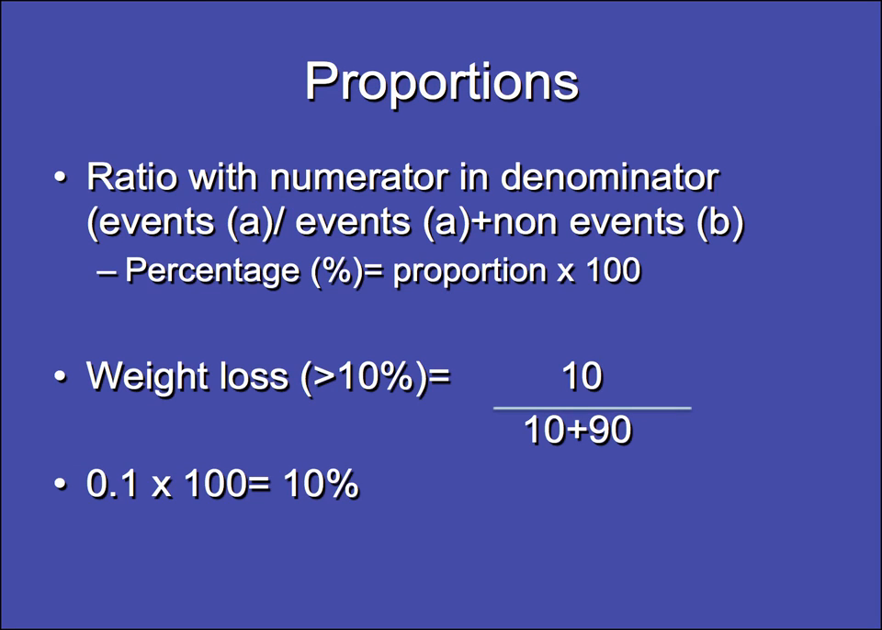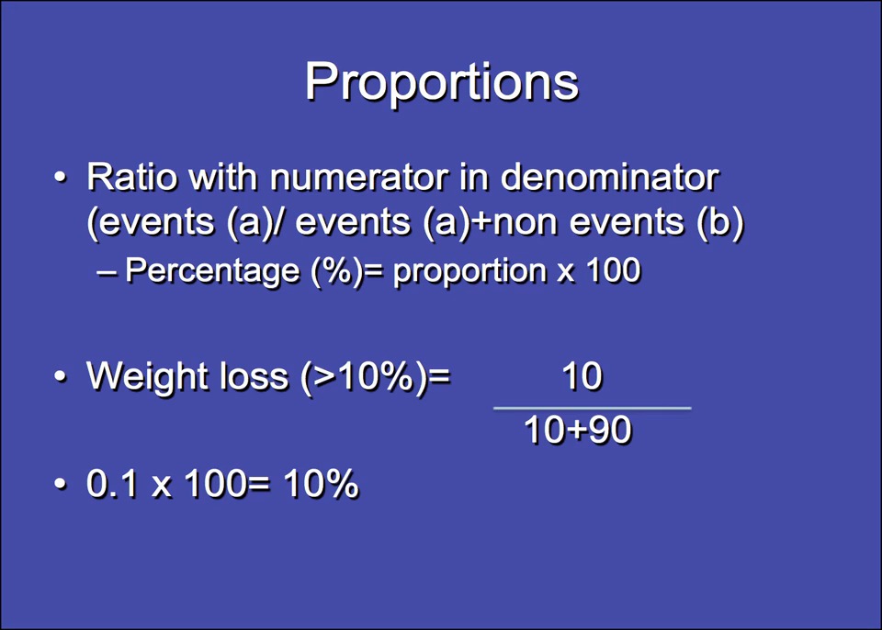A proportion is another useful way of reporting data, and the difference between a ratio and a proportion is that the numerator is in the denominator. So for example, you have a certain number of patients that experience an event, and that is indicated by A, and you divide it by the patients that had an event plus the patients that did not have an event. You can multiply this by 100 to get a percentage.